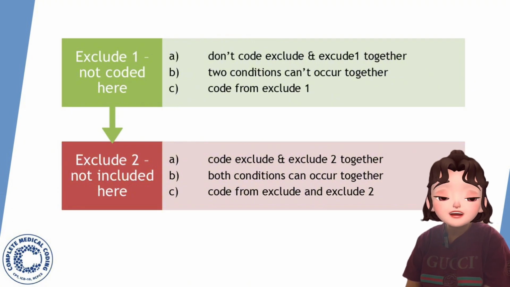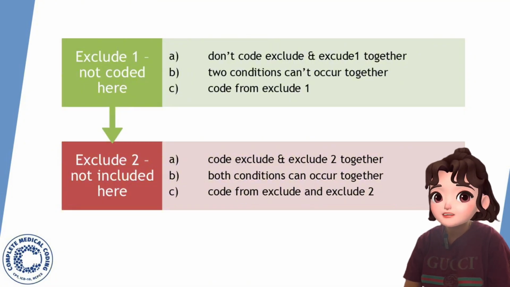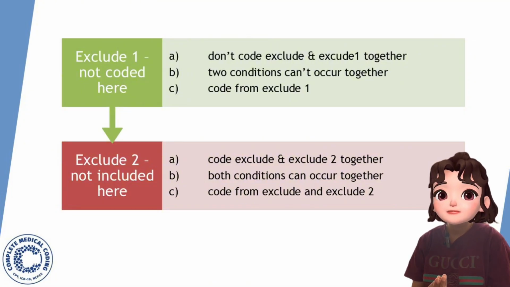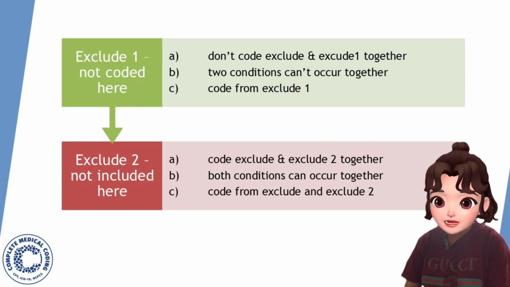So it means don't code the excludes note and exclude 1 together. Not coded here means you should not code both together. See, two conditions can't occur together. If there is a diagnosis mentioned under exclude 1, you have to code only from exclude 1. You should not include any other, because these are two conditions which should not occur together.